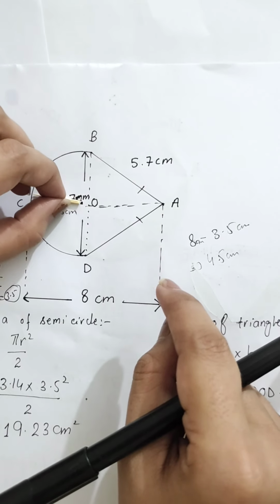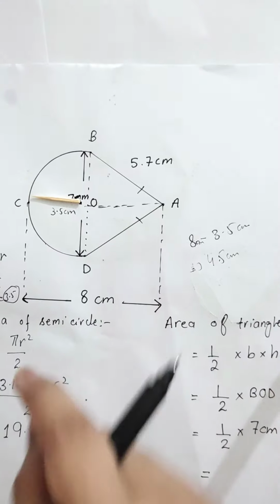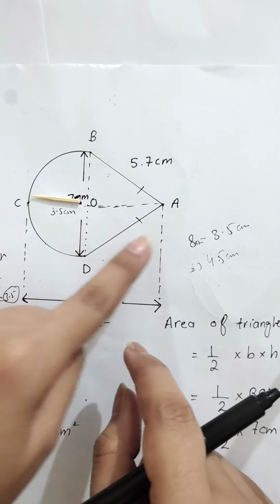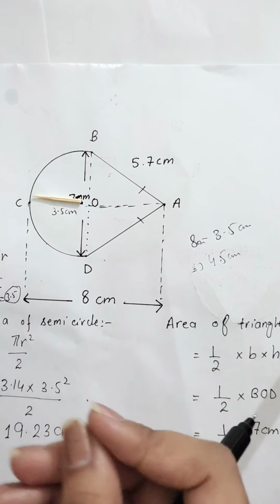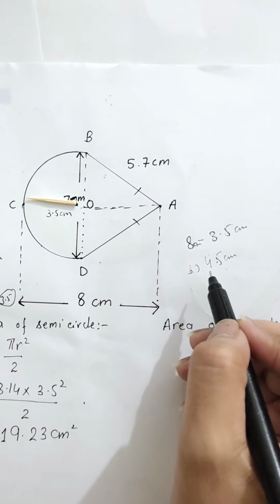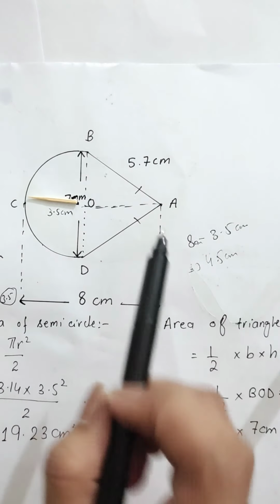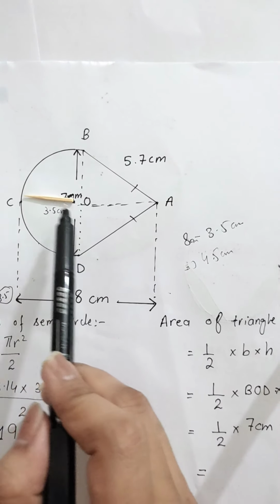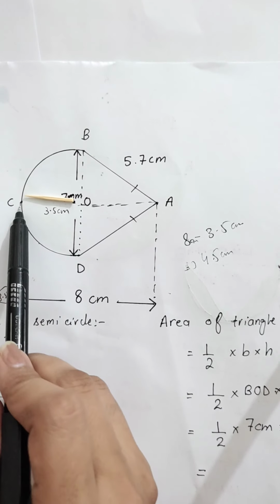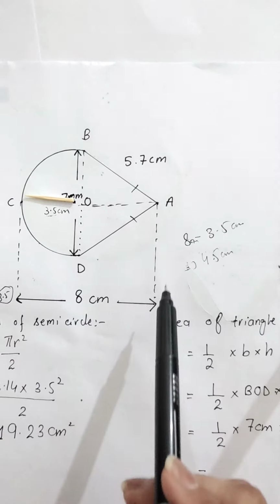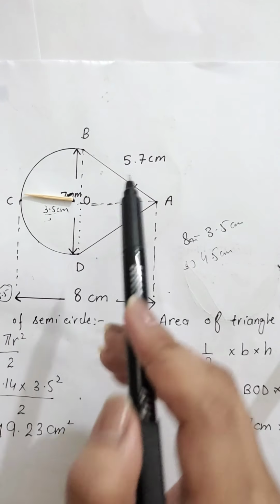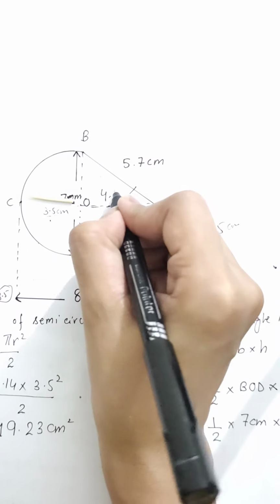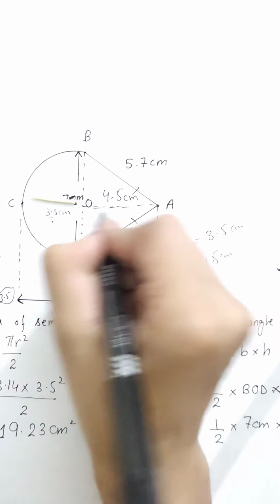Keep in your mind, whenever you get some shapes, you have to identify what the length will be. Sometimes length is missing. Actually it is not missing, we just have to find the length. So the length of the triangle is 4.5 centimeter. I am repeating again, the length from point A to C is 8 centimeter and the radius from O to point C is 3.5 centimeter. So subtract 3.5 from 8 centimeter, you will get the answer 4.5 centimeter, which is the length of the triangle.